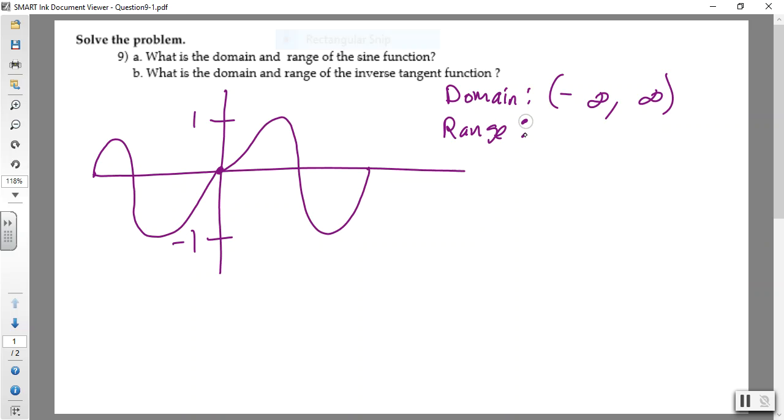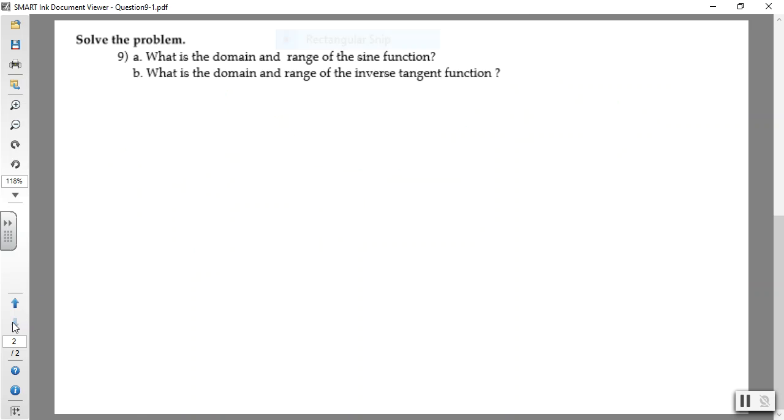All right, so if we read the y-axis from the bottom to the top, the minimum value we have for sine is -1, and the maximum value we have for sine is 1. So the domain of the sine function is -infinity to +infinity, and the range of the sine function is from -1 to 1. Now let's look at the second part of this problem.